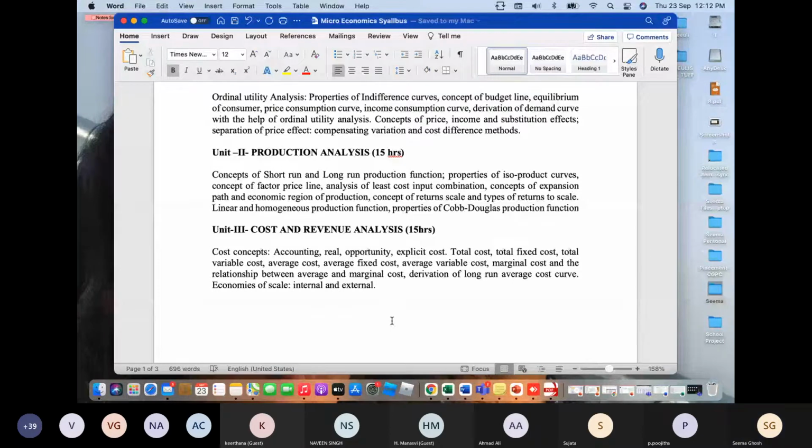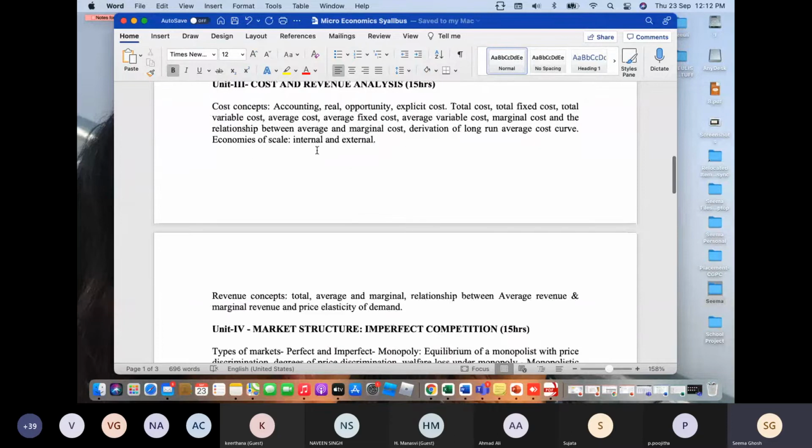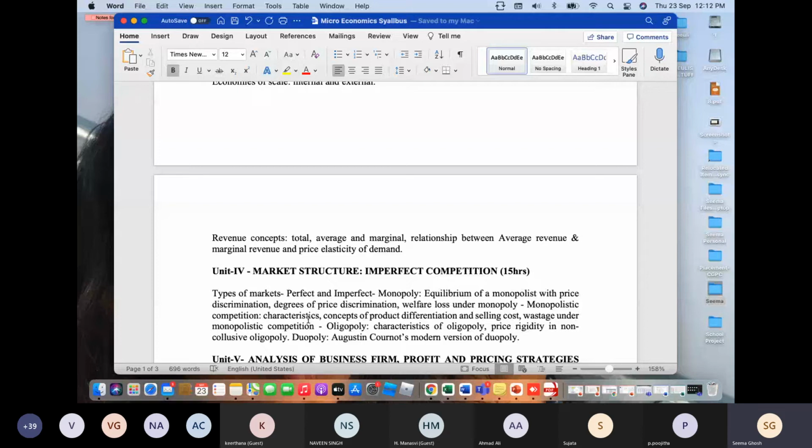And the last will be the economies of scale, which is internal and external. So mainly in this particular unit, students, we will be talking about the cost analysis and the revenue also. I just told you cost and revenue are two sides of the same coin. So in revenue, we will be talking about the concept of total, average and marginal revenue. What is the relationship between average revenue and marginal revenue, and the price elasticity of demand. So this is what we are going to do under the cost analysis.